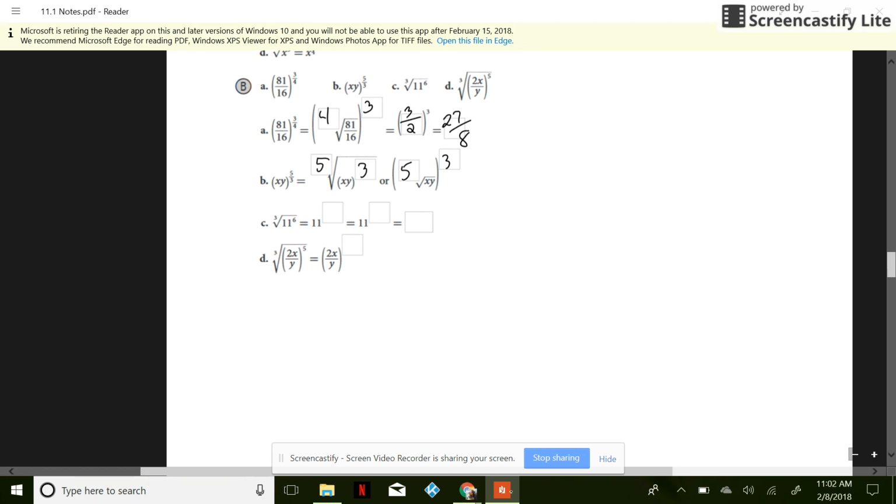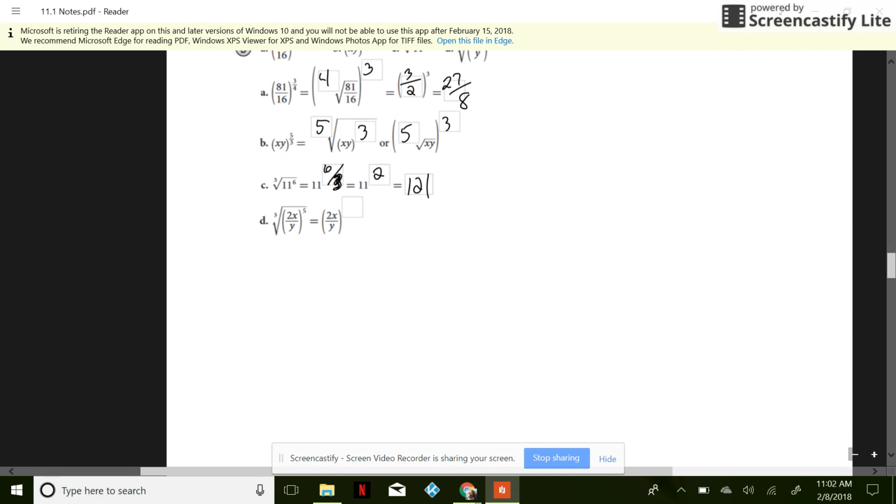So if we've got the cube root of 11 to the 6th power, what's under the root is going to be your numerator, and then the root is your denominator. So in this case, it's the same thing as 11 to the 6 over 3. 6 over 3 reduces to 2, and then 11 squared is 121.